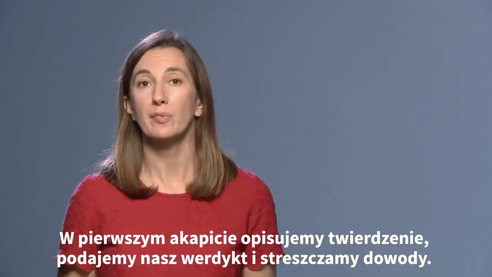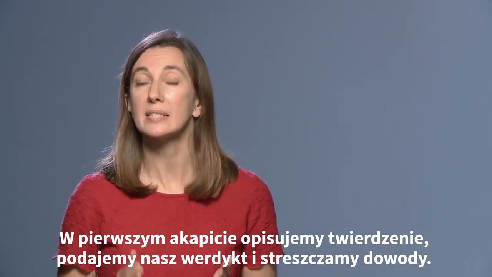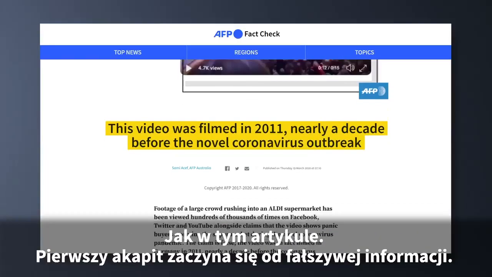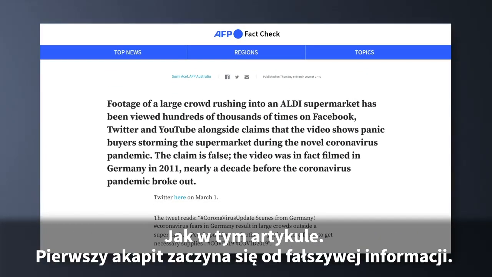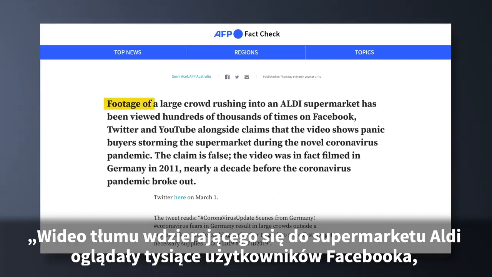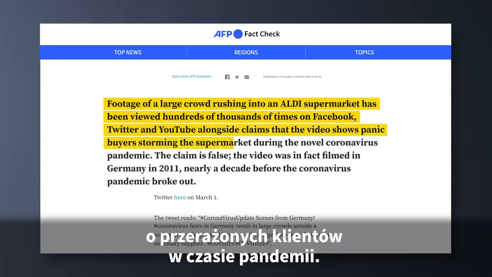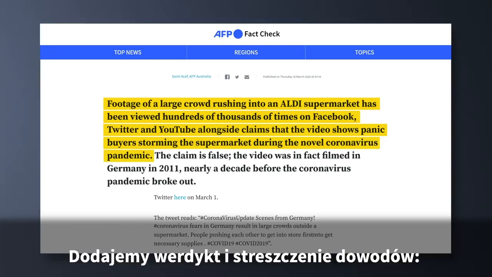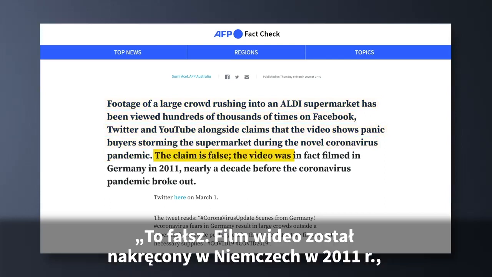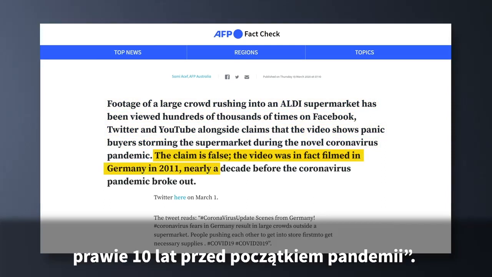In your first paragraph, outline the claim, give your conclusion, and summarize your proof. For example, in this article, the first paragraph starts by outlining the claim. It reads, "Footage of a large crowd rushing into an Aldi supermarket has been viewed hundreds of thousands of times on Facebook, Twitter, and YouTube, alongside claims that the video shows panic buyers storming the supermarket during the novel coronavirus pandemic." Then it gives the verdict and succinctly summarizes the proof. It reads, "The claim is false. The video was in fact filmed in Germany in 2011, nearly a decade before the coronavirus pandemic broke out."